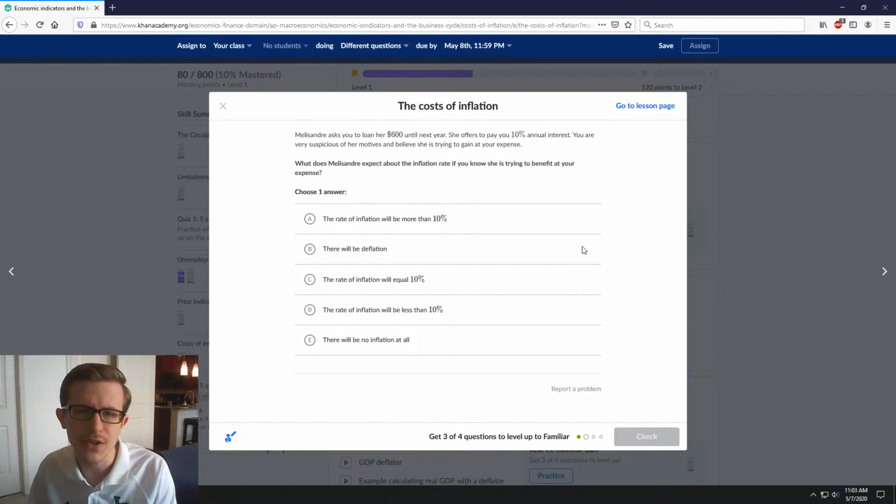All right. Melisandre asks you to loan her $600 until next year. She offers to pay you 10% annual interest. You are very suspicious of her motives and believe she is trying to gain at your expense. What does Melisandre expect about the inflation rate if you know she is trying to benefit at your expense? So, we're getting back to who it is that's going to win from this inflation here. So last question we were looking at, it was the borrower who would end up winning.